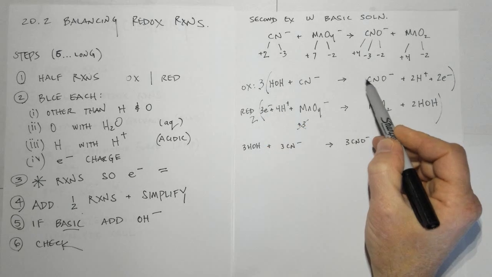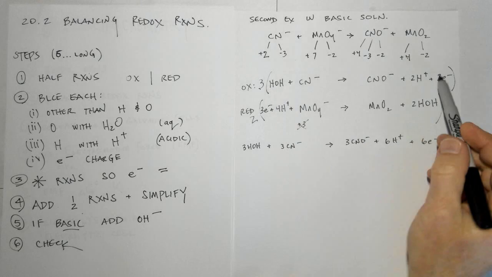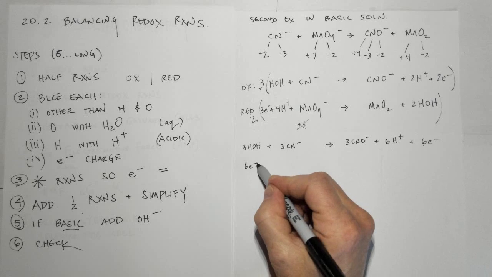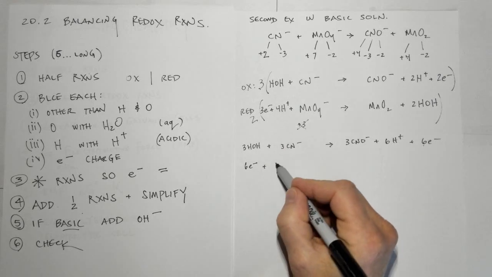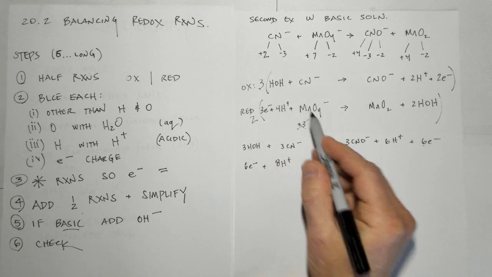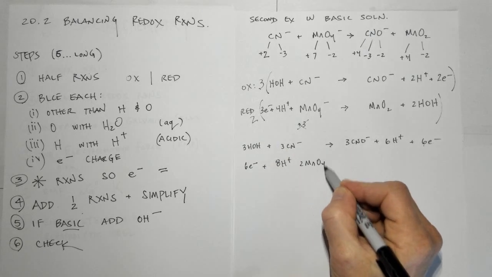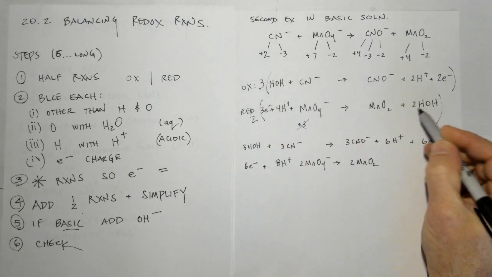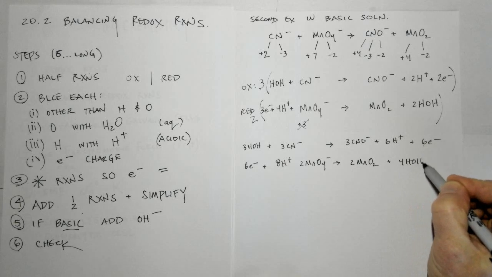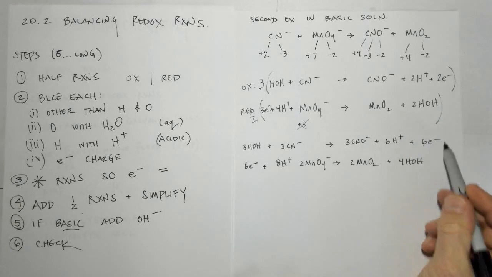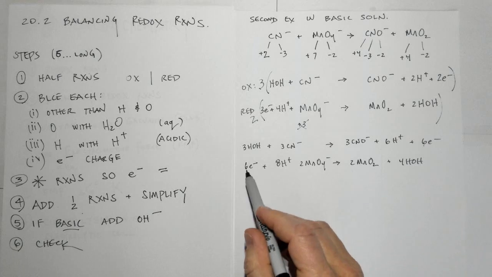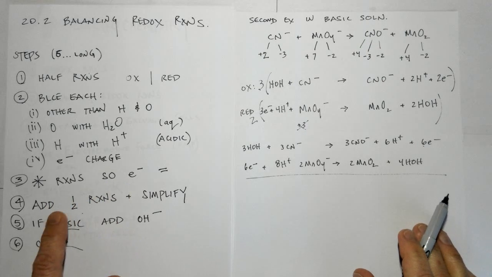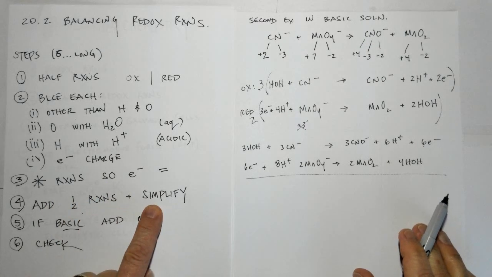Notice how the 3 went here, and it's 3 times 2 or 6. 3 times 2 or 6. And then for this one, distribute the 2, so I end up with 6 electrons. 2 times 4 is 8. 2 times 1 is 2. 2, 4. And then be careful of the pluses and minuses up here too. You want to make sure those are right. So now I have the same number of electrons on both sides, and since the reactions have equal number of electrons, I can add the 2 reactions together and simplify.